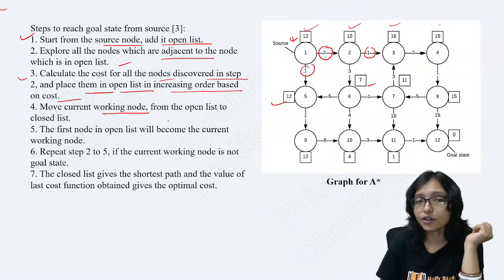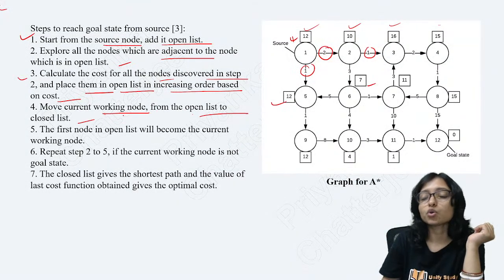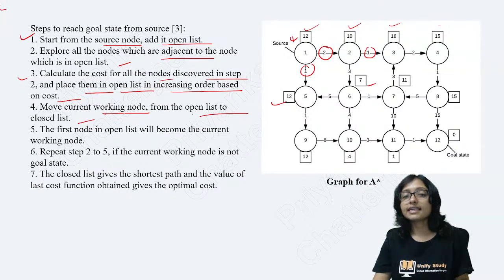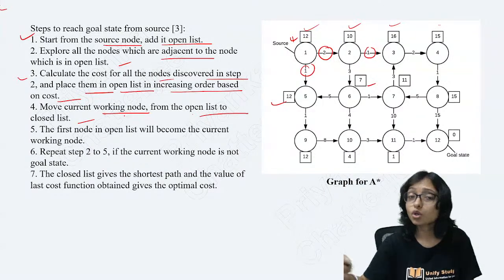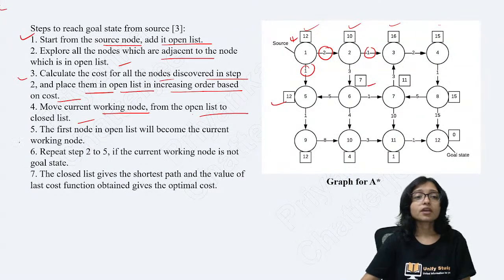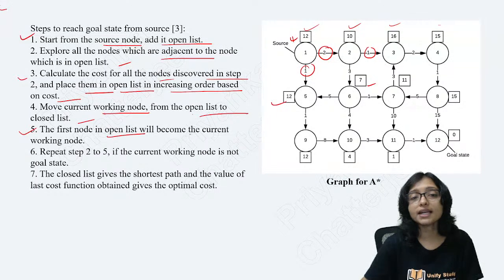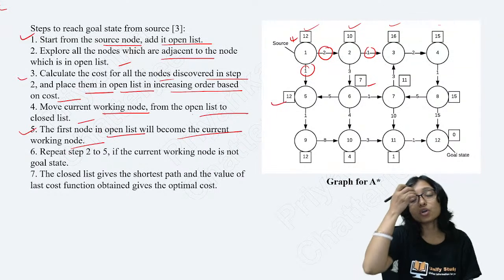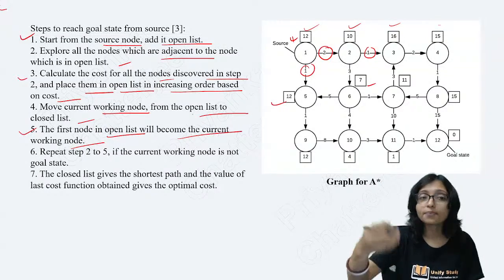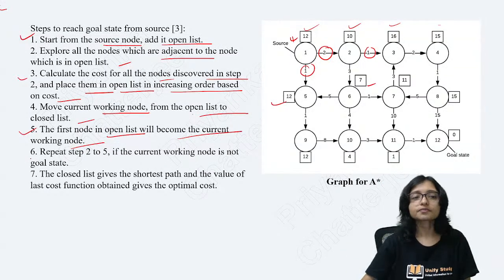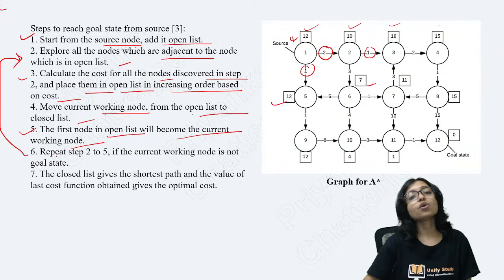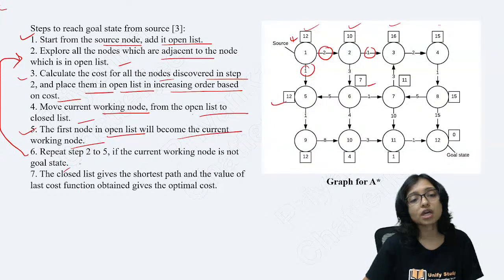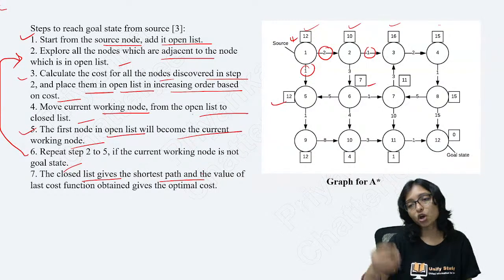Now move the current node from the open to the closed list. Whenever the adjacent list is prepared, then the current node will be placed in the closed list. Same concept. The first node in the open list will be the current node now. Which one is the minimum? That one will be the current node now. Same way, repeat this step until you are able to reach the goal. The closed list gives the shortest distance.